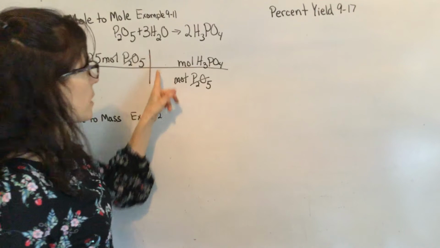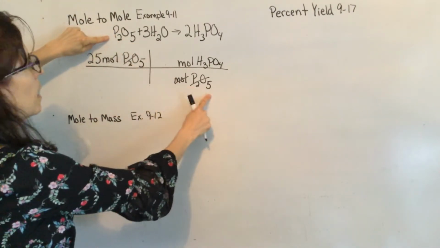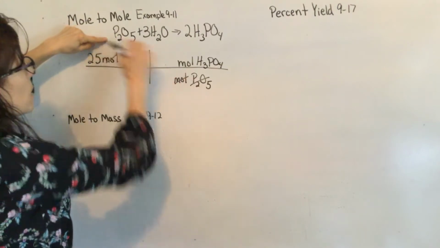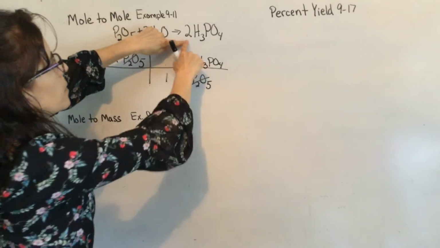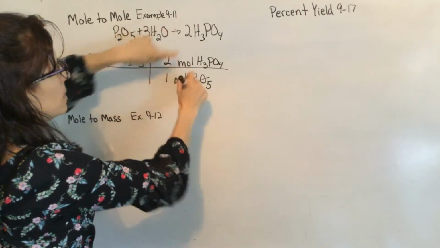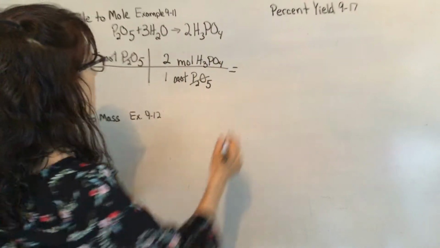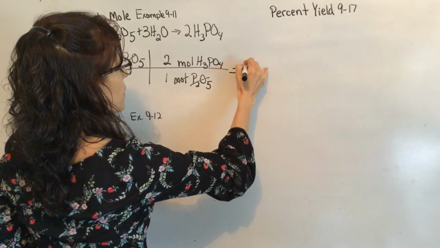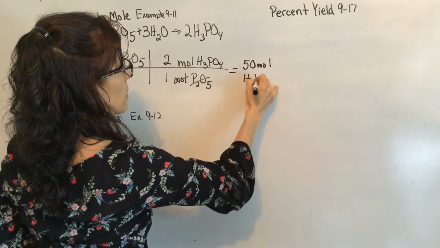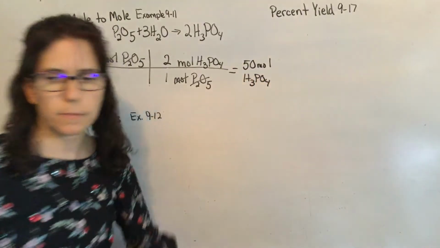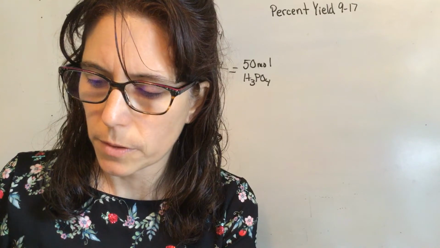Now all we need to do is make sure we have the correct numbers. From the equation, how many moles of diphosphorus pentoxide are there? There's 1 because there's no coefficient in front of it. There's 2 phosphoric acid, so that goes with the phosphoric acid, a 2-to-1 ratio. So then we're converting to 50 moles of H3PO4. All right, so that one is pretty simple. I did something wrong there.